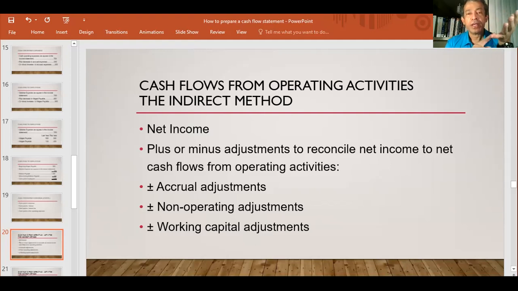So therefore, an increase in accounts receivable, increase in inventory, increase in prepayments, these should be subtracted, and decreases in all these should be added back. So add decrease in accounts receivable, decrease in inventory, decrease in prepayments, and vice versa. Subtract increases in all those. So the rule for current assets is totally opposite to the rules for current liabilities. If a decrease in current assets is added, then a decrease in current liabilities should be subtracted. An increase in current assets should be subtracted. Therefore, an increase in current liabilities should be added.